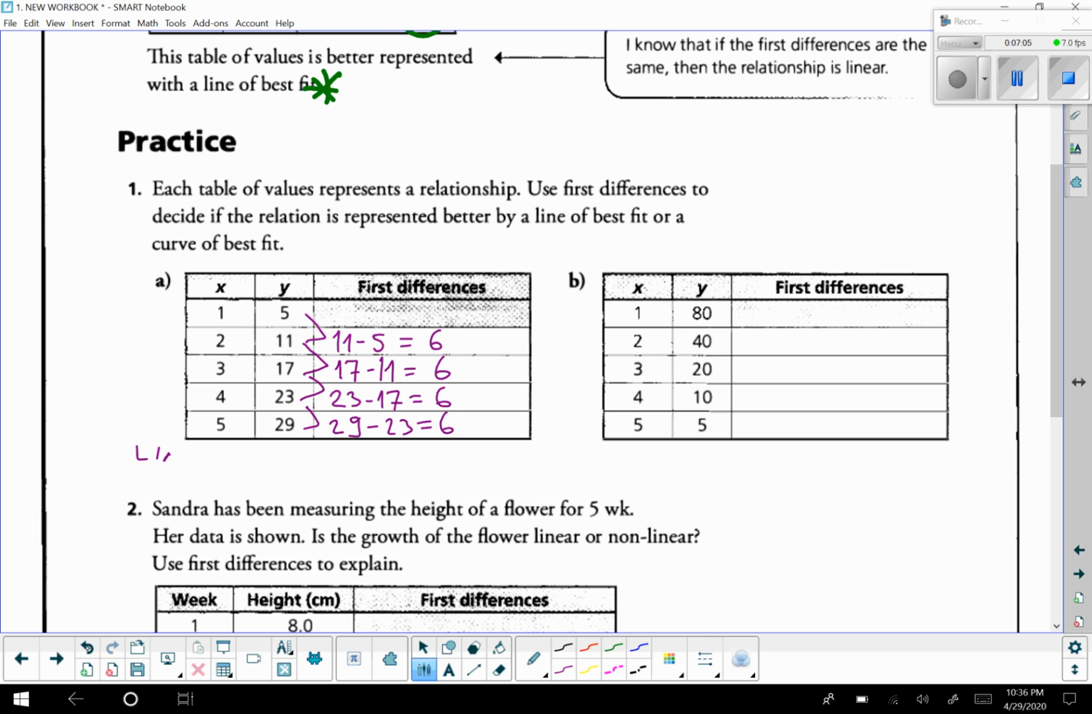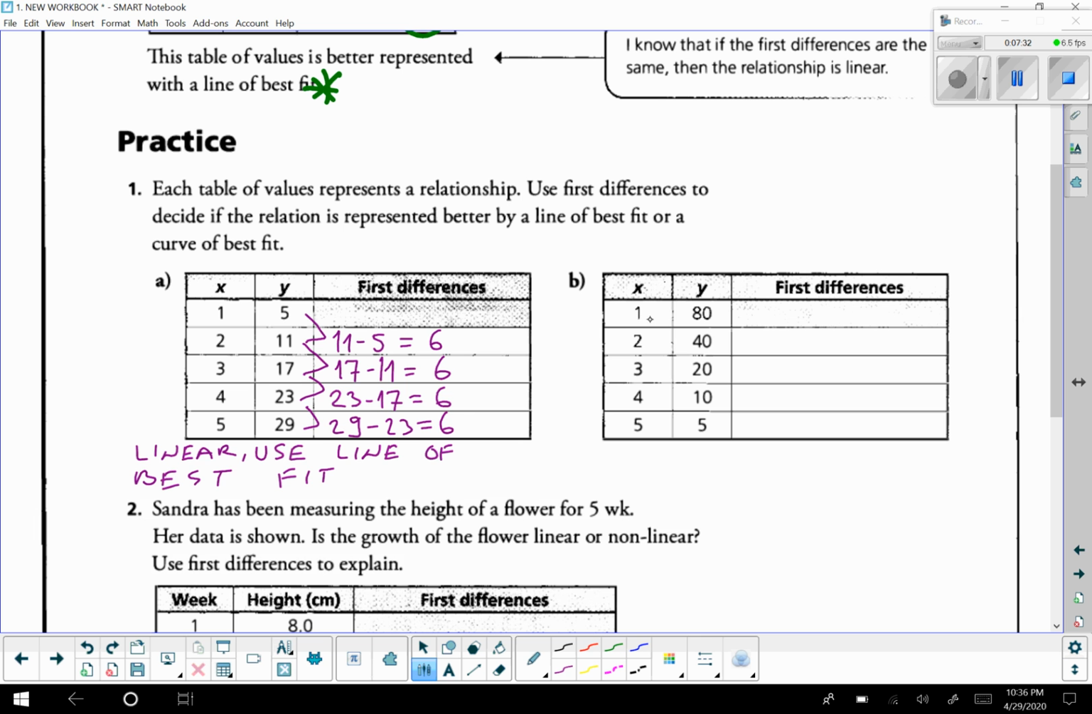So I'll write first that this is linear. And it does say use line of best fit, I'll say, use line of best fit. That's kind of redundant, but you know, it's linear because we are using line of best fit. So yeah. All right, next one, same thing.